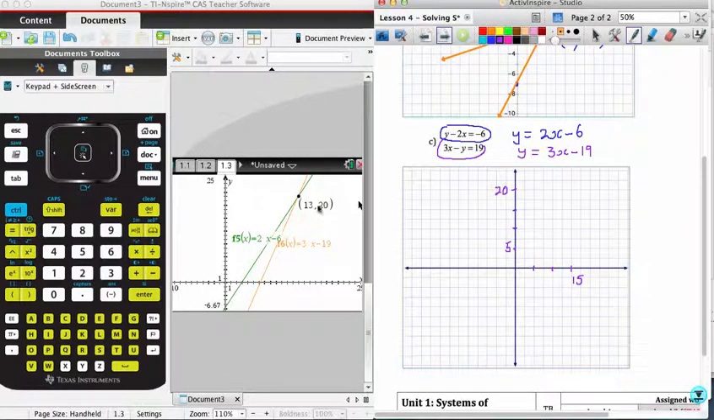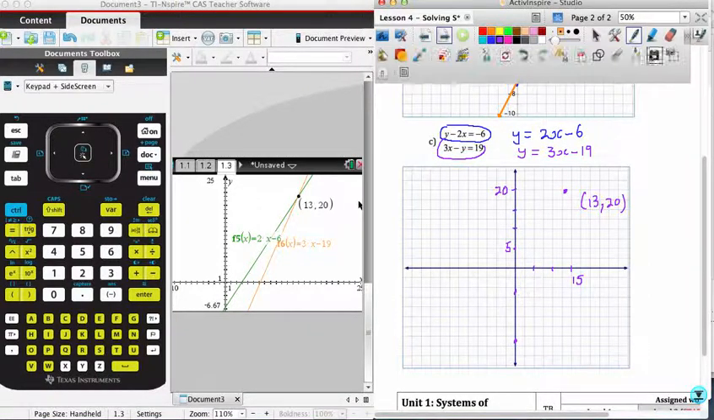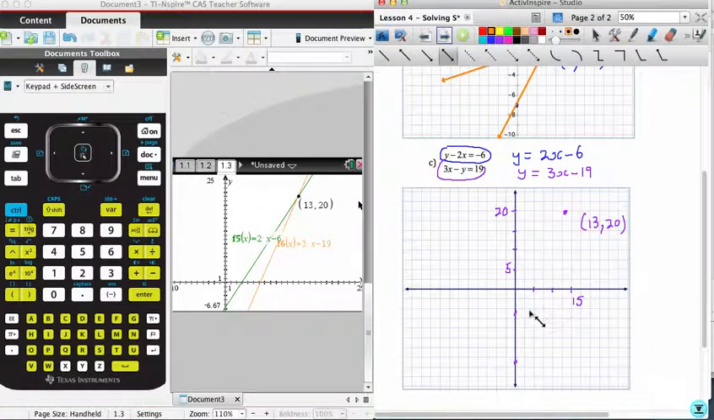The point of intersection is at 13, 20, and so I'm just going to put an estimate in there, label it as 13, 20. I'm going to have my y-intercept over here. The first of the y-intercepts was at minus 19. The other one was at minus 6. That's going to be about over there. And I'm just going to join those very quickly. And so we have our first line over there, and our second line over there.